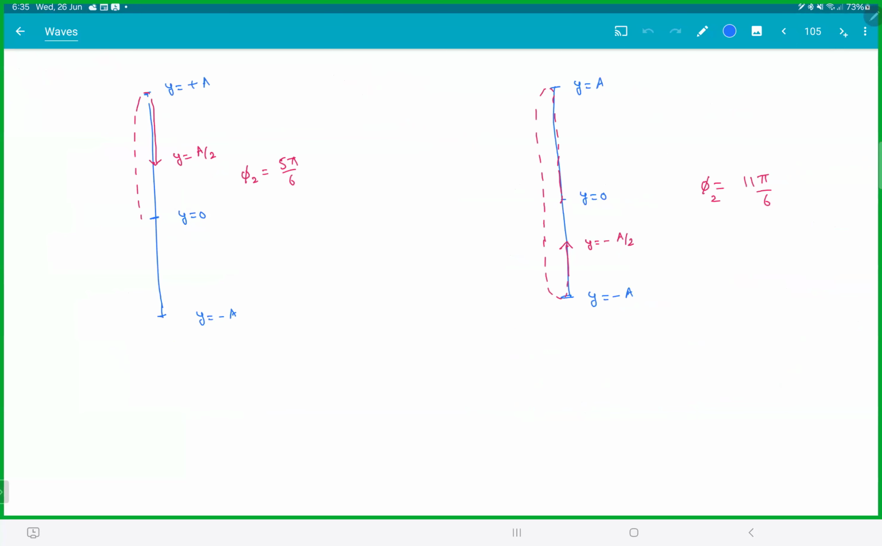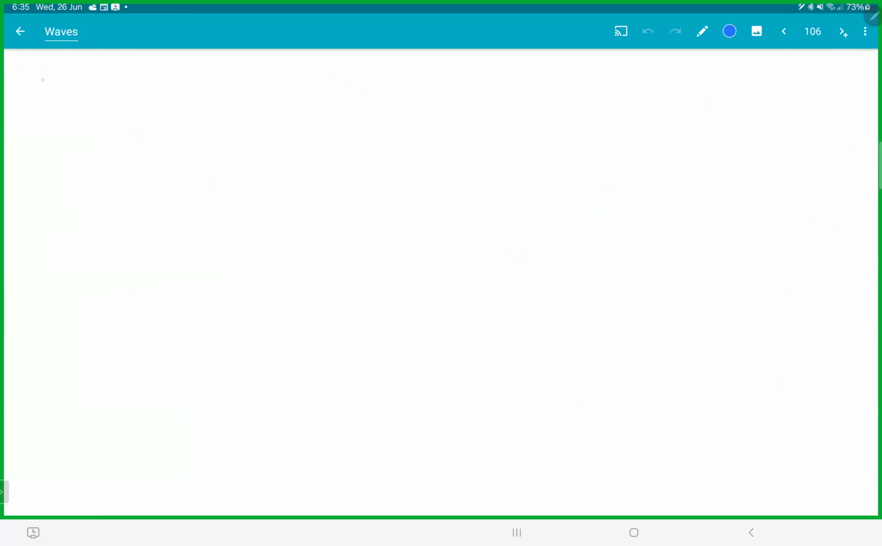Going ahead, sound waves. Now, sound waves is basically we are studying longitudinal waves. And like I said in the beginning, we will limit our study only to sound waves.